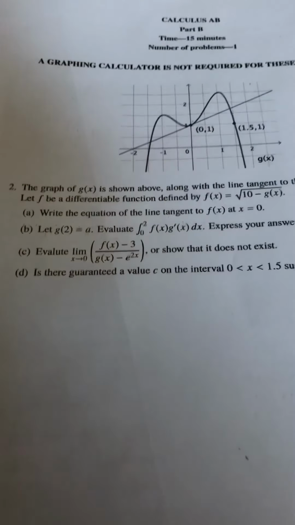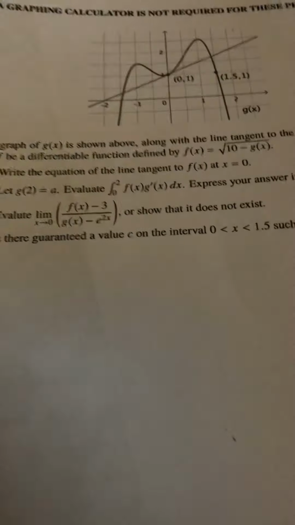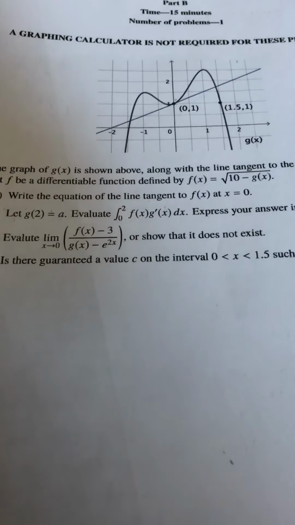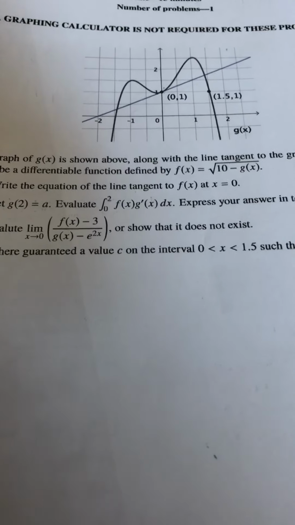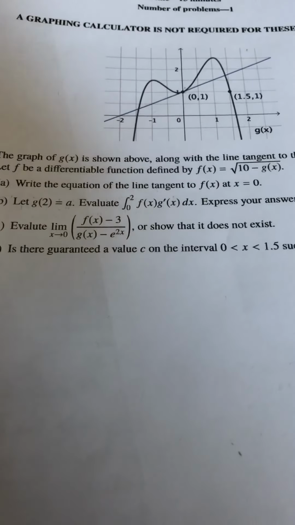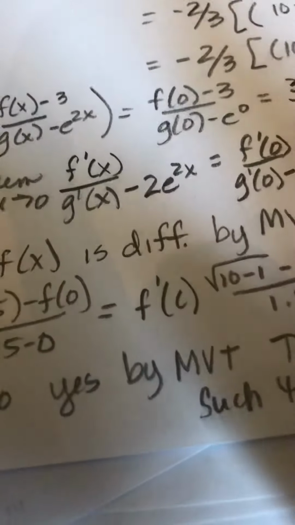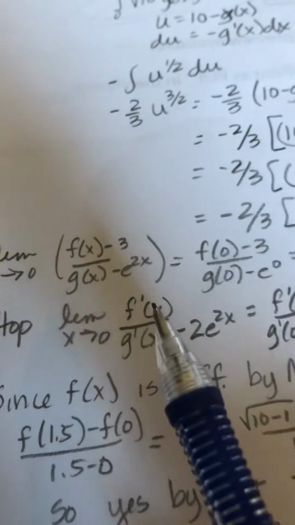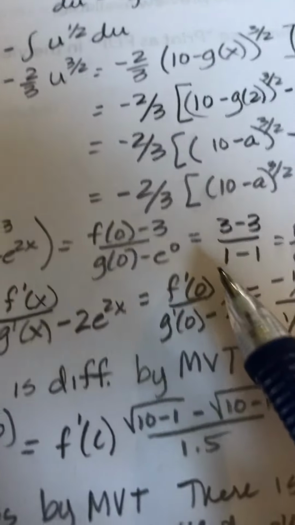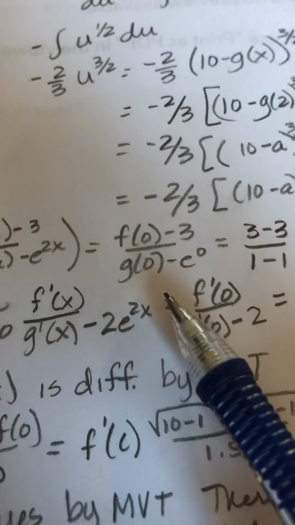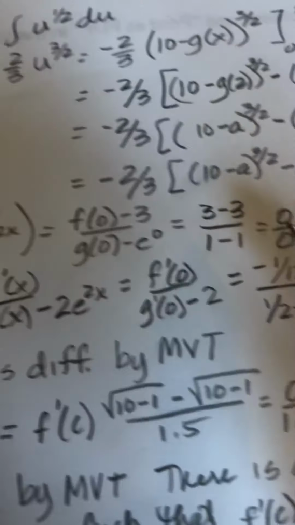Okay, part C, here we go again. Guys, you got to get used to this. If you see a limit question as one of the parts on your test, it's probably going to wind up being a L'Hopital's question. So if we evaluate the limit as x goes to 0 of f of x minus 3 over g of x minus e to the 2x. So that's f of 0 minus 3 over g of 0 minus e to the 0.